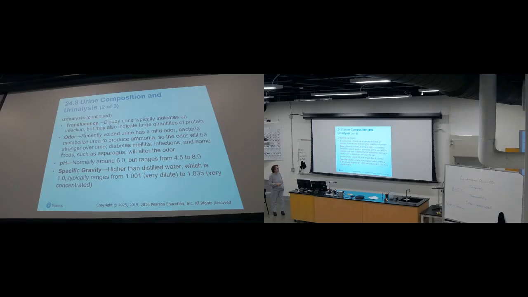pH is around 6, but can vary between 4.5 and 8. What type of pH is 6? Acidic or basic? What is neutral pH? 7 is neutral pH. And then 6 is acidic or is basic? Acidic. Anything below 7 is acidic, anything above is basic.